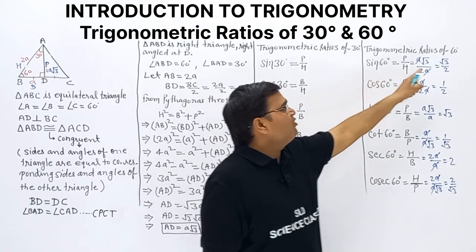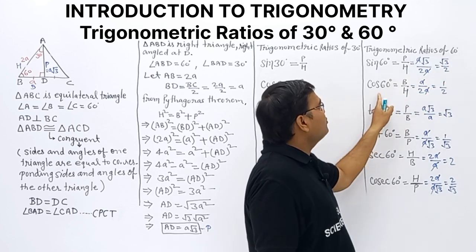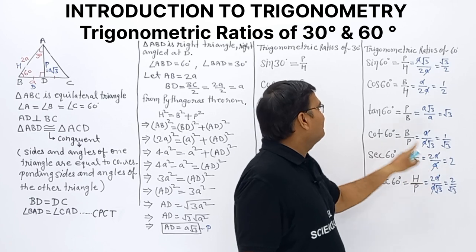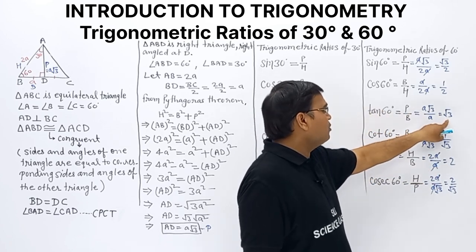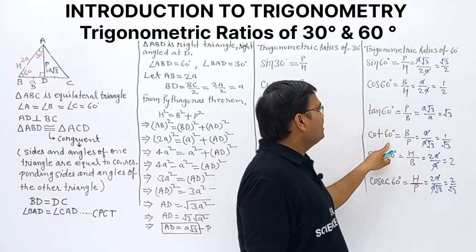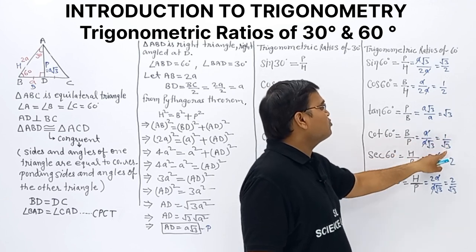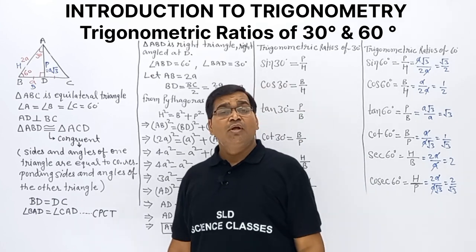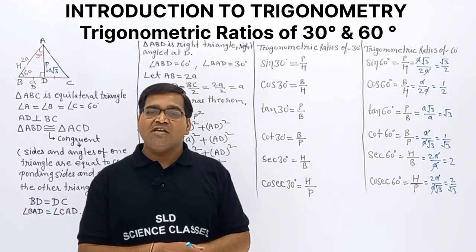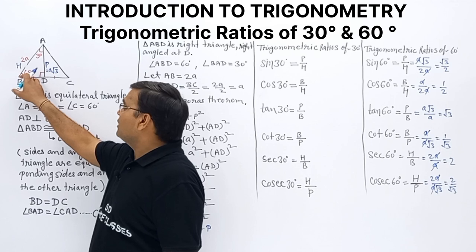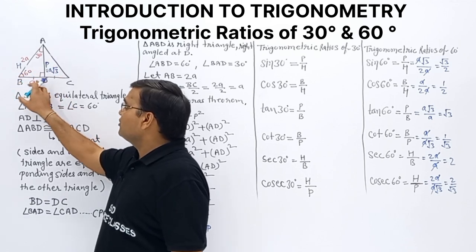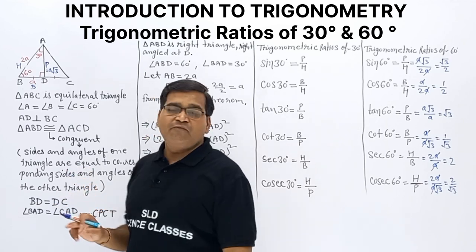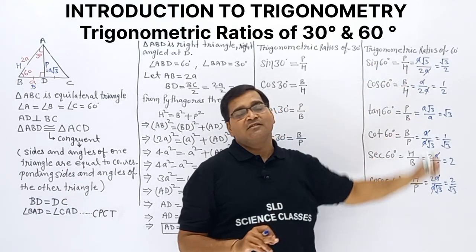Sin 60 is square root of 3 by 2. Cos 60 will be 1 by 2, and its reciprocal will be sec 60, this one. Tangent 60 is square root of 3, and cot 60 will be 1 upon square root of 3, like this. Clear? So in the trigonometry ratios of 60 degree, we are considering this as the acute angle. Its opposite side is perpendicular, this one is base, and this one is hypotenuse.